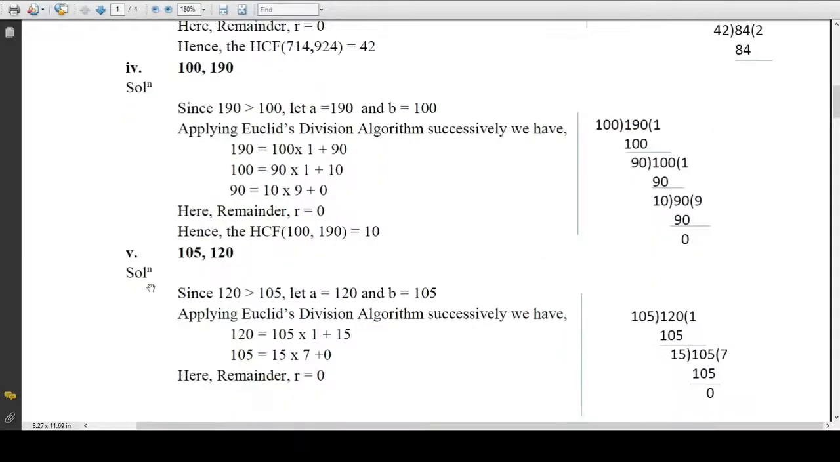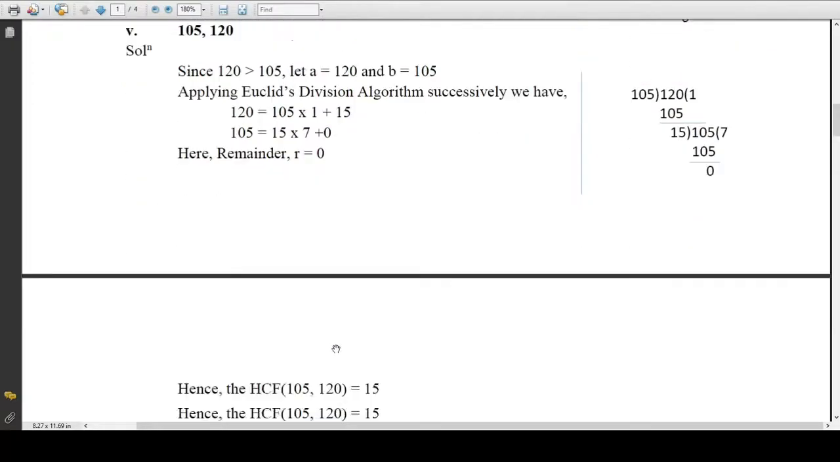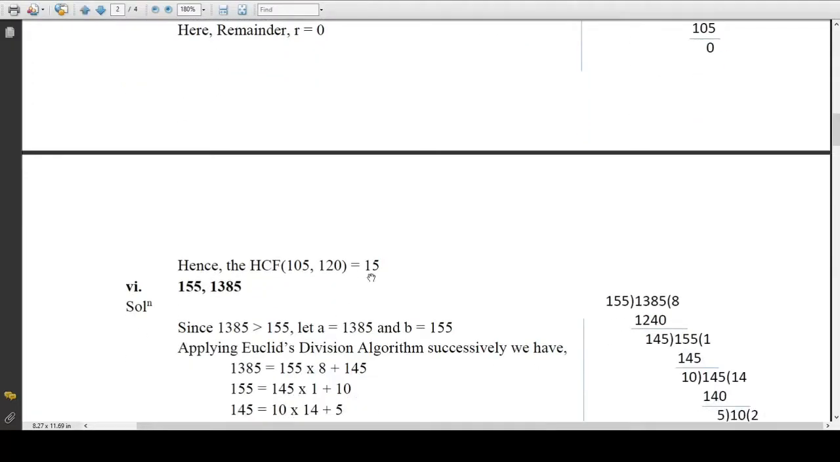Clear? Next, number 5. Here also you will take A as the bigger number, 120, and B as the smaller number, which is 105. Now 105 multiply 1 is 105, remainder will be 15. Again take 15 as the divisor, you divide 105, you will go with 7 is 105. Then this 15, the last divisor, will be the HCF of 105 and 120.